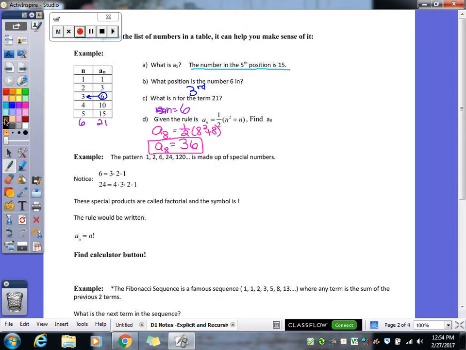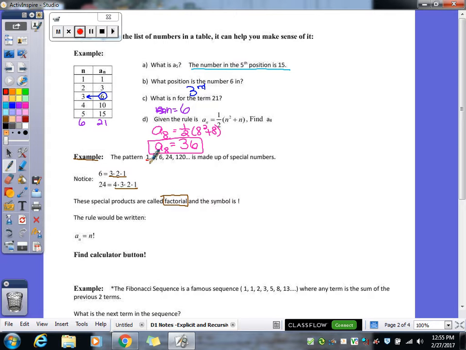All right, so in our next example, we have the pattern 1, 2, 6, 24, and 120. This pattern is a little trickier to figure out. 6 is equivalent to 3 times 2 times 1 when you multiply them all out. 24 is the same as 4 times 3 times 2 times 1. These are a special kind of product that we refer to as factorial. Have you guys heard that word before? Yeah. So what a factorial does is it takes that number and multiplies it times every number smaller than it until you get to a 1.